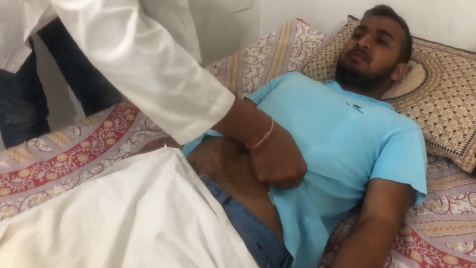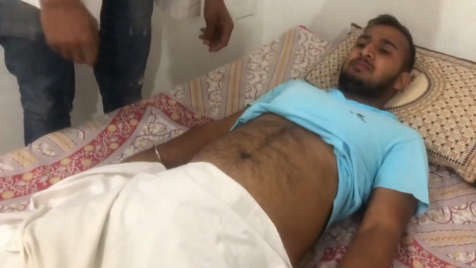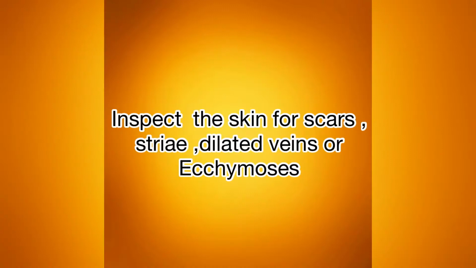Okay. Before you examine the abdomen, make sure that the patient has emptied his bladder. Ask the patient to lie down and relax. Expose the supine patient's lower abdomen by raising the t-shirt to below the nipple line and lowering the drape to the suprapubic level. Inspect the skin for scars, dilated veins, rashes, or ecchymosis.